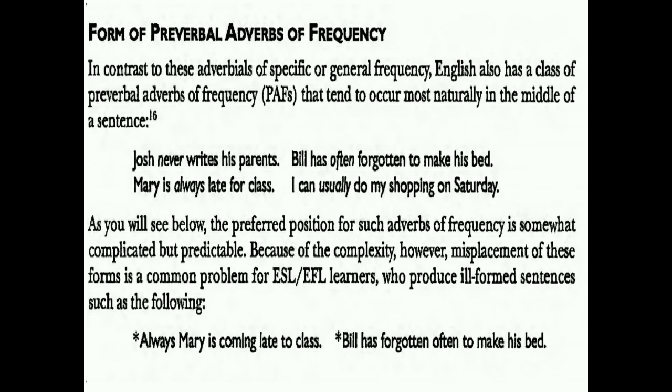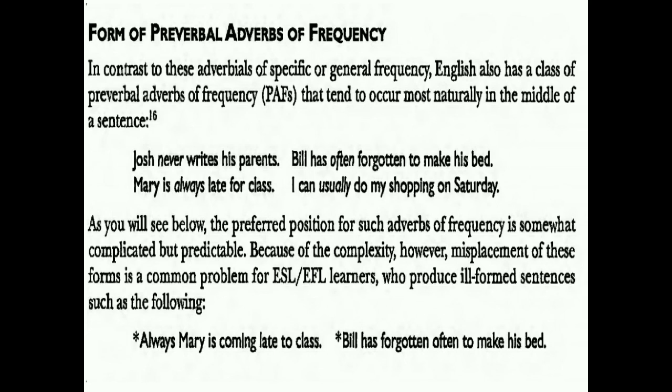So, what are the preverbal adverbs of frequency that occur in the middle of the sentence here? As you can see, the italicized words are the preverbal adverbs of frequency. The words never, always, often, and usually are the preverbal adverbs of frequency that occur in the middle of a sentence. However, as you will see below, the preferred position for such adverbs of frequency is somewhat complicated but predictable.